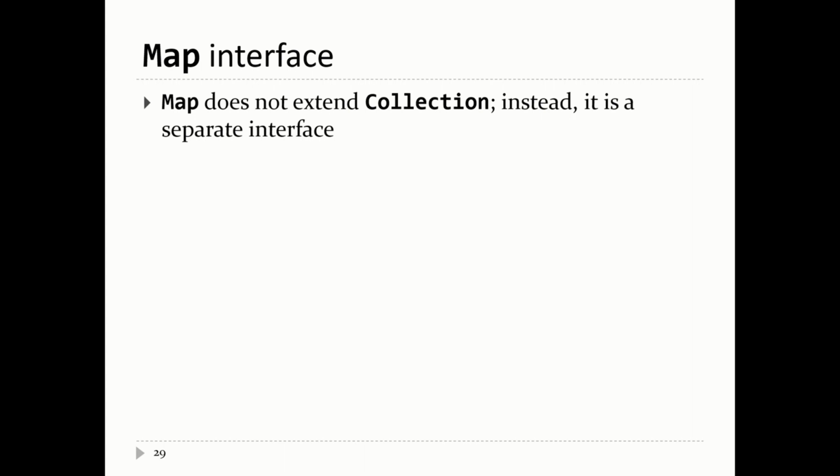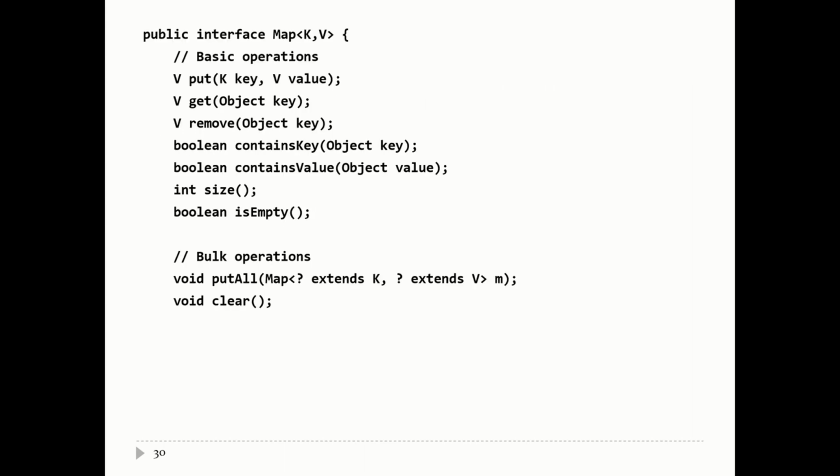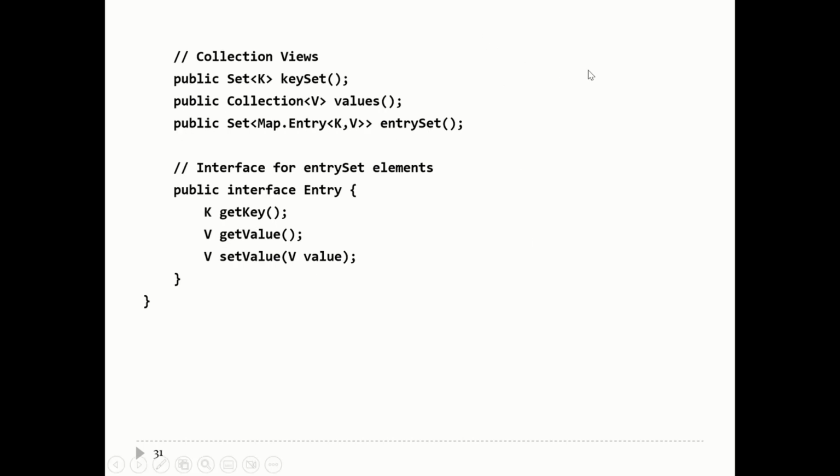Okay, so map is its own interface, and it provides methods like put. You can get by key, you can remove by key. You can get the key set, you can get the values, and you can actually get the set of entries. So if you want to get all the entries, so each row of the map, you can get that as a set. The entry set is just the set of rows, so you get back a set.